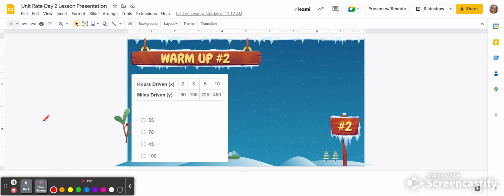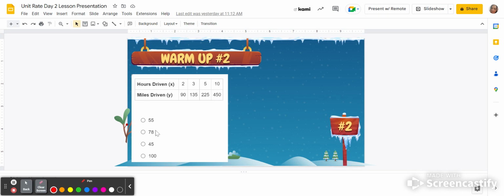All right, so here I have hours driven and miles driven. In 2 hours, I drove 90 miles. In 3 hours, I drove 135 miles. In 5 hours, I drove 225. And in 10 hours, I drove 450.